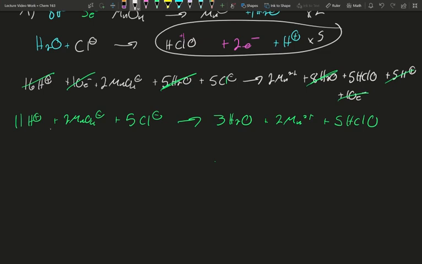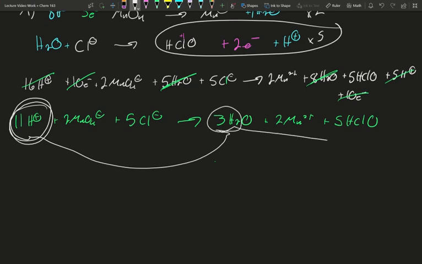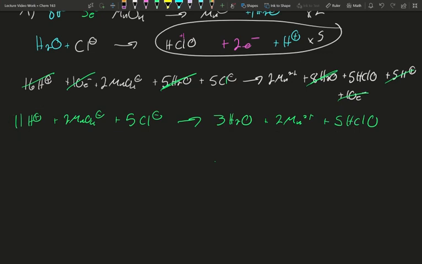Double check real quick. I've got 11 hydrogens. Over here, 3 times 2, here's 6. 5 times 1 is 5 more, so 6 plus 5 is 11. My hydrogens are the same. 2 manganese, 2 manganese.